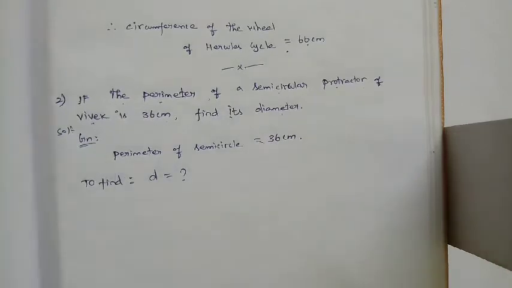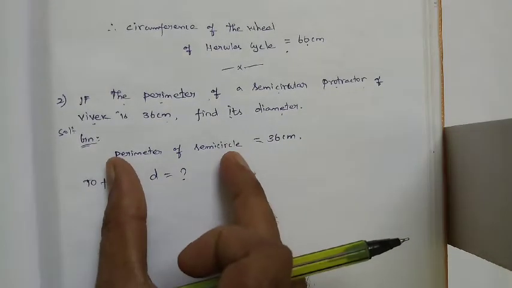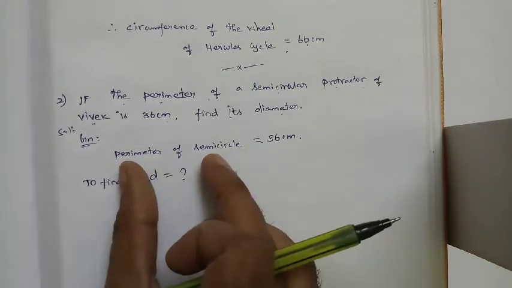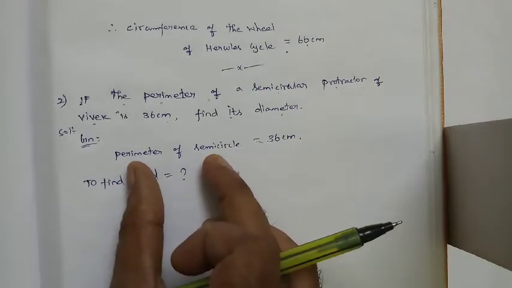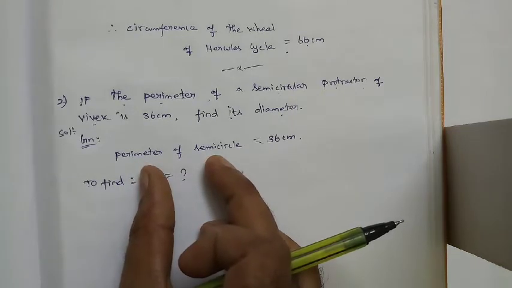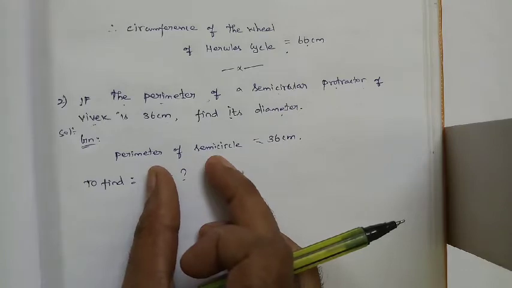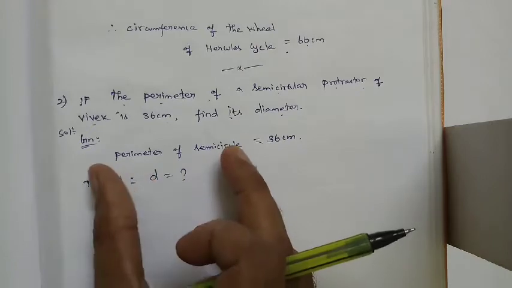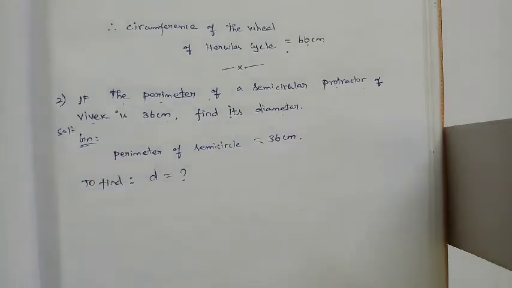So now we want to equate the perimeter of semicircle formula with 36 centimeter. What is the formula of the perimeter of a semicircle? You have already learned the formula. First you have to be thorough with the formula. This is very, very important. If you are not thorough, please learn the formula, then you can simplify whatever they are asking.